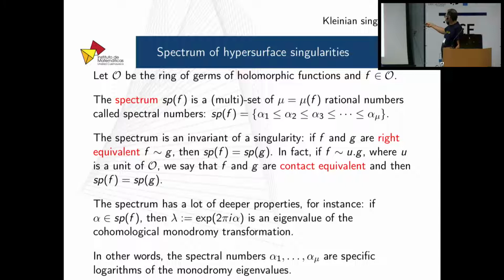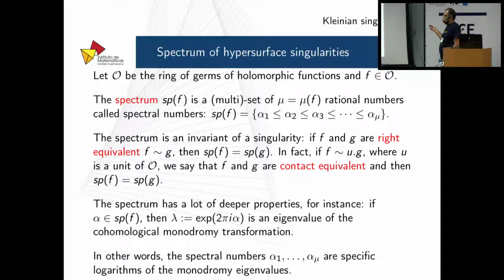And this spectrum is an invariant of a singularity. If F and G are right equivalent, then they have the same spectrum. And in fact, if F is equivalent to the product of G with a unit, now we say that they are contact equivalent, and also the spectrum is the same.